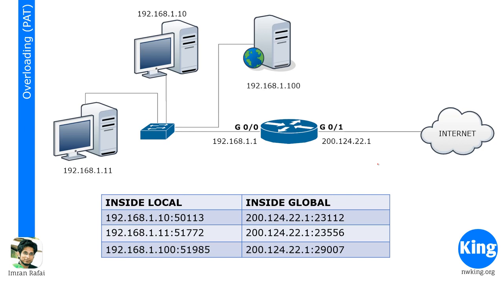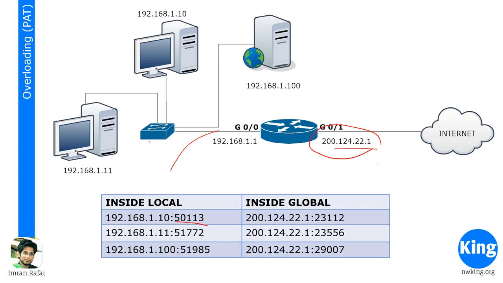So what happens in this case is you have one public IP address, 200.124.22.1, and you could have hundreds, maybe 100 internal hosts, and all of these hosts would access the internet with this one public IP address, 200.124.22.1. What changes is the port number. If you remember from our discussion of the transport layer, it had port numbers, right? There is a source port number which is a random number.